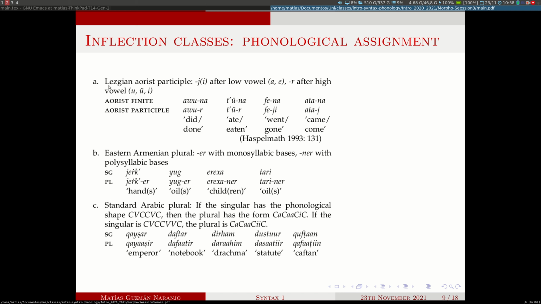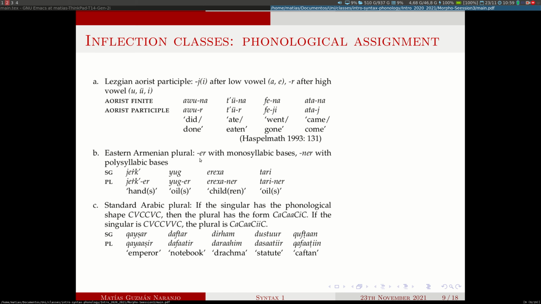First one, Sleskian. You have a participle with E or Y, and a participle with the, and this is assigned based on the vowel. So Y after low vowels and R after high vowels. And you can see it here. We have a high vowel, and one takes R, high vowel takes R, low vowel and G, low vowel and C.